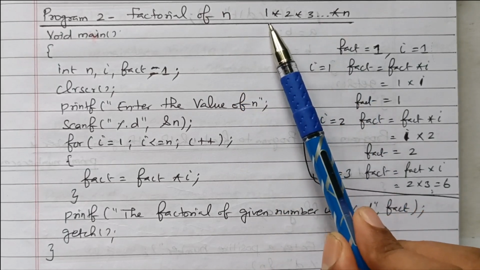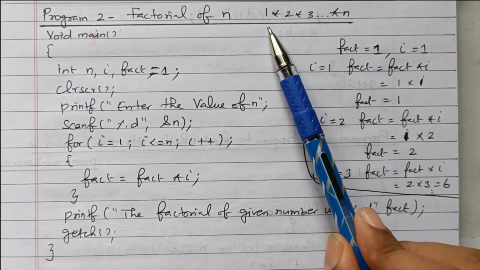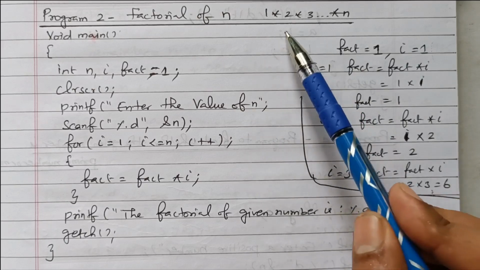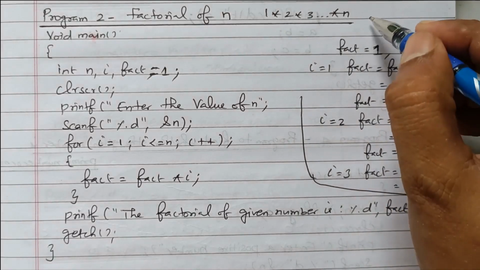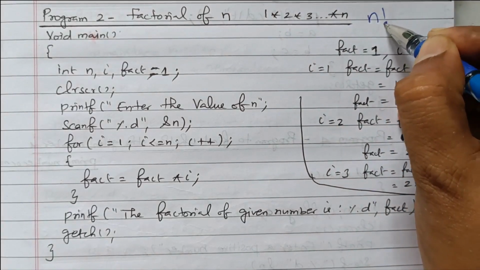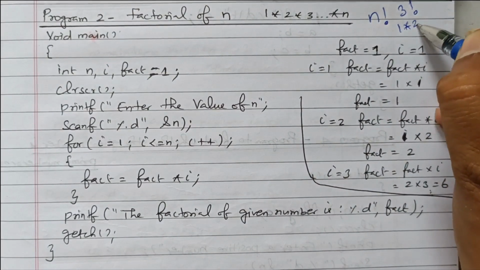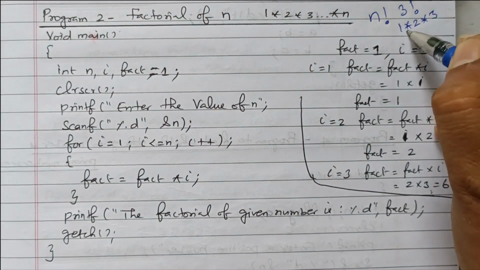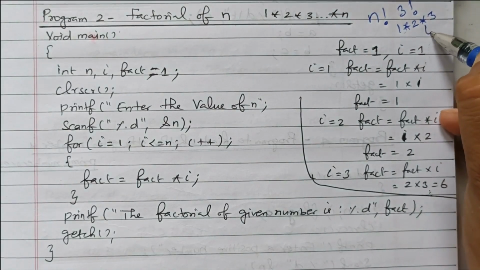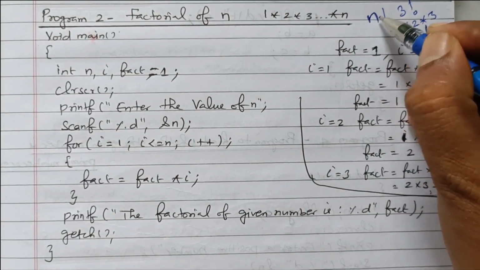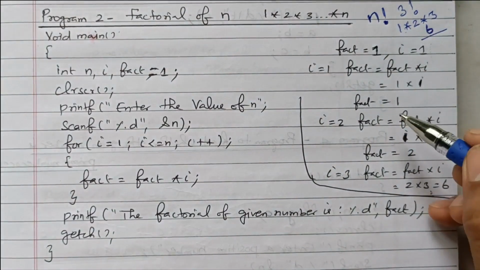So 1 into 2 into 3. By series it goes 1, 2, 3 up to n number. We have to multiply them. That is called a factorial. Normally it is represented by n factorial. For example, 3 factorial means 1 into 2 into 3, that is 1 into 2 into 3, 6 is the answer. So this is called a factorial, represented by this symbol n factorial.